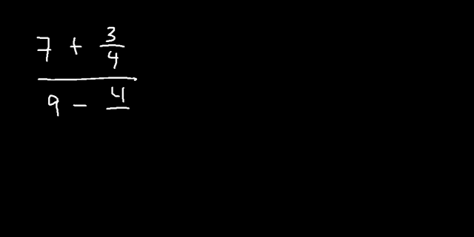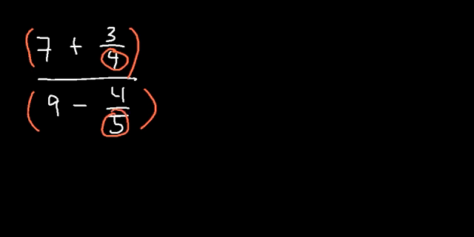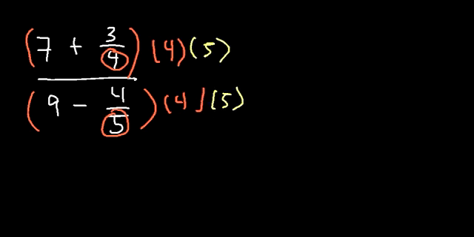So now it's your turn. Try this one. 7 plus 3/4 over 9 minus 4/5. So now we have two different denominators. We have a 4 and we have a 5. So what you want to do is multiply top and bottom by 4 and at the same time by 5, or by 20. 4 times 5 is 20.